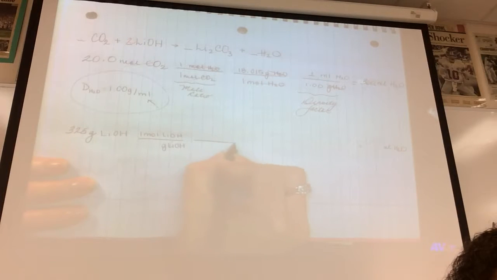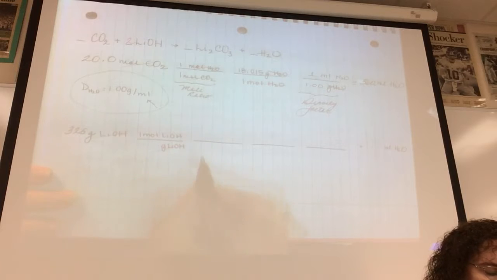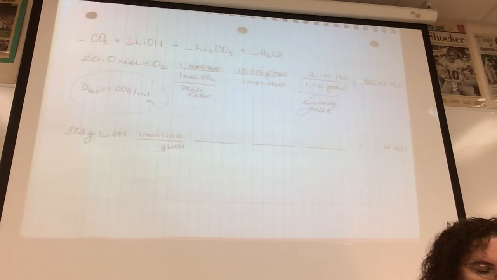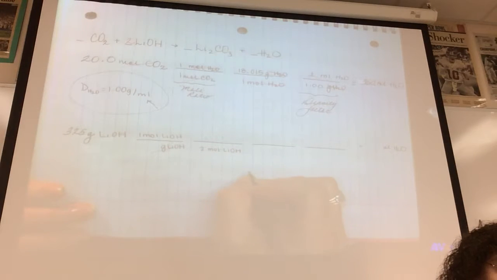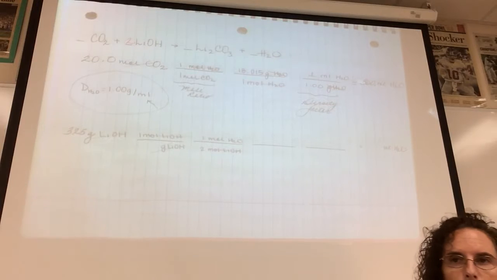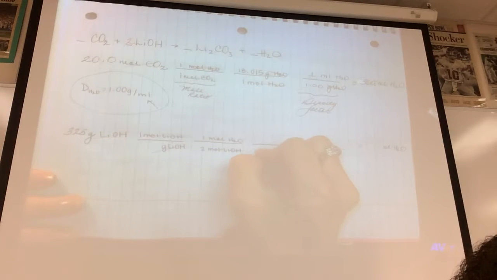Now if you're the kind of person who really just needs to keep going, worry about the formula masses at the end. You can see the cancellation. Now you're at moles, you want to get to the other substance. We've got 2 moles of lithium hydroxide in the balanced equation to 1 mole of water. So now we got to the moles of the substance we want. We can get to the mass of the substance we want.